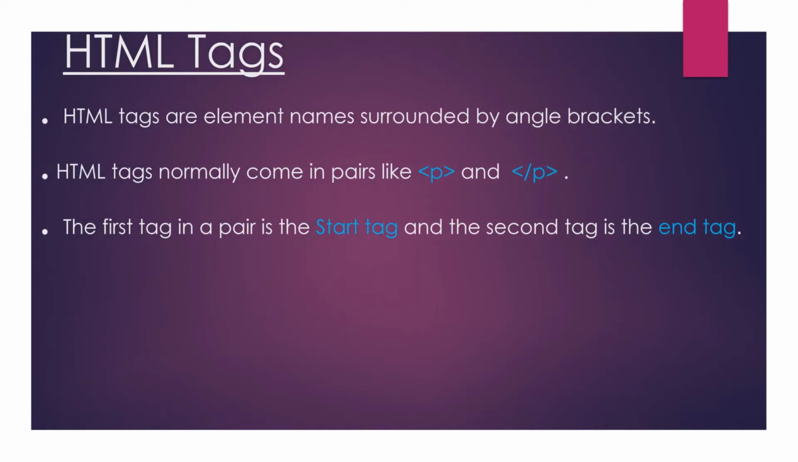Now that I've shown you a simple HTML document, next let's look at HTML tags. HTML tags are element names surrounded by angle brackets. HTML tags normally come in pairs like the opening P and the closing P. The first tag in a pair is the start tag and the second tag is the end tag. Also, we can call them the opening tag and the closing tag.